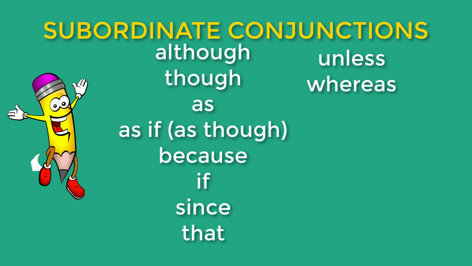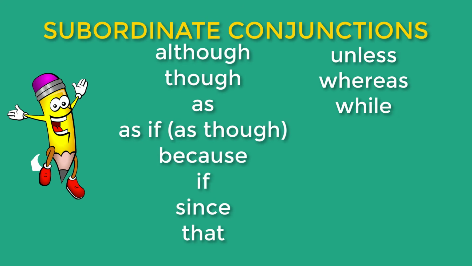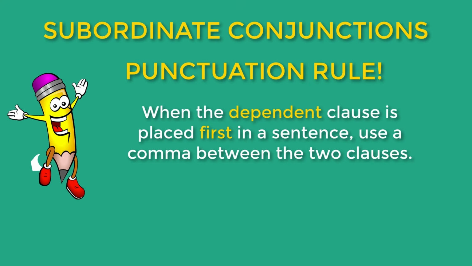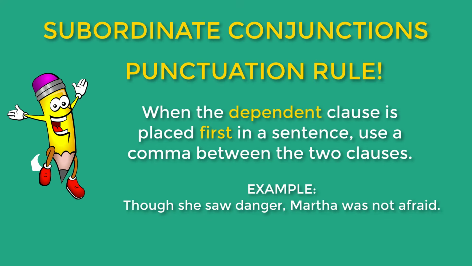unless, whereas, and while. It is important to remember the punctuation rules when it comes to subordinate conjunctions. When the dependent clause is placed first in a sentence, use a comma between the two clauses. Though she saw danger, Martha was not afraid.